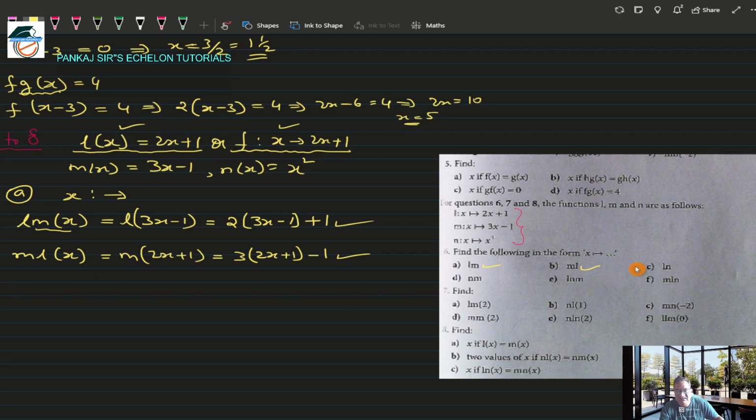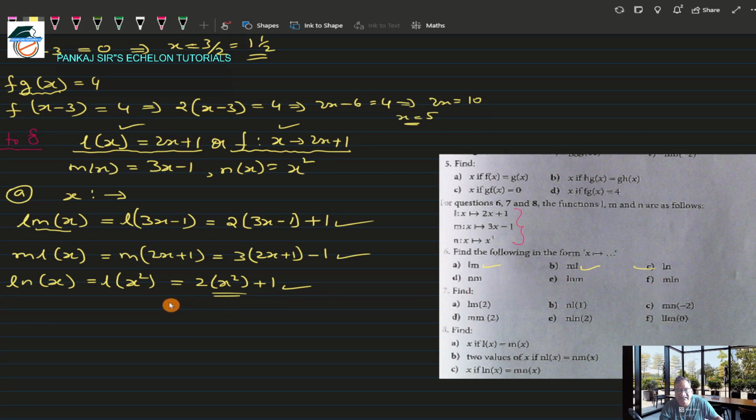C is LN of x. Starting with N of x, which is nothing but x squared, and you have an L in front of that. So it becomes L of x squared. Now L of x squared: the function L is 2x plus 1, so it will be 2 times x squared plus 1. This is the answer for C.